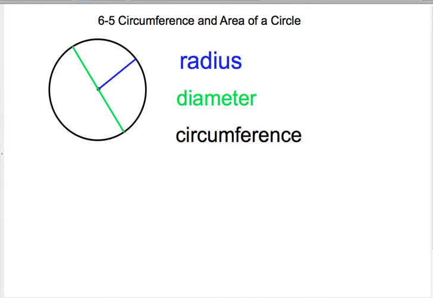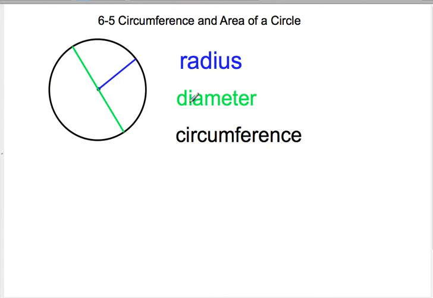Hello, in today's video I'll be talking about circumference and area of a circle. Here we have a circle, and this blue line from the center to the edge is called the radius. So any line from the center of a circle to the edge of the circle is called a radius.